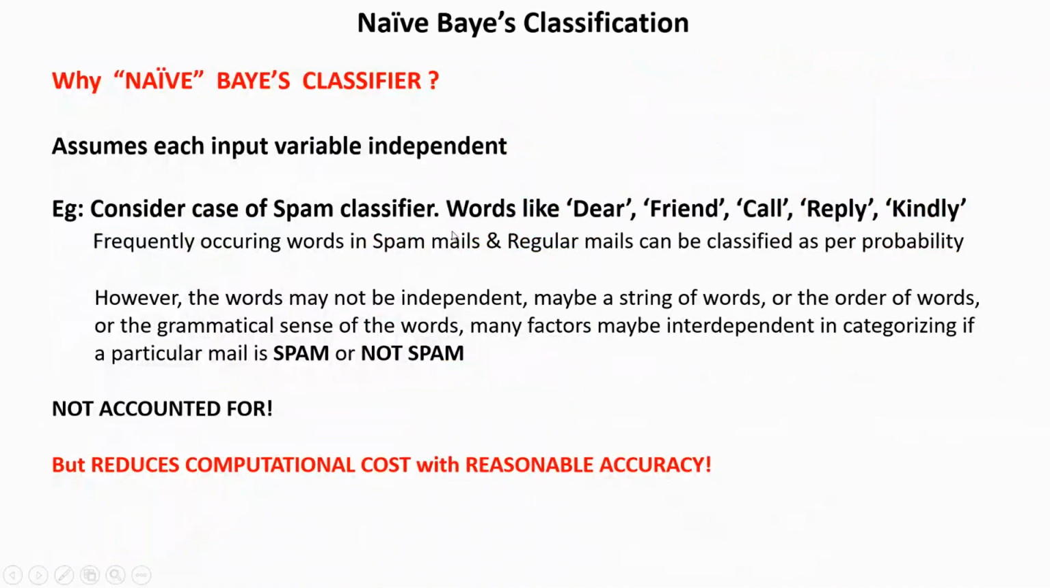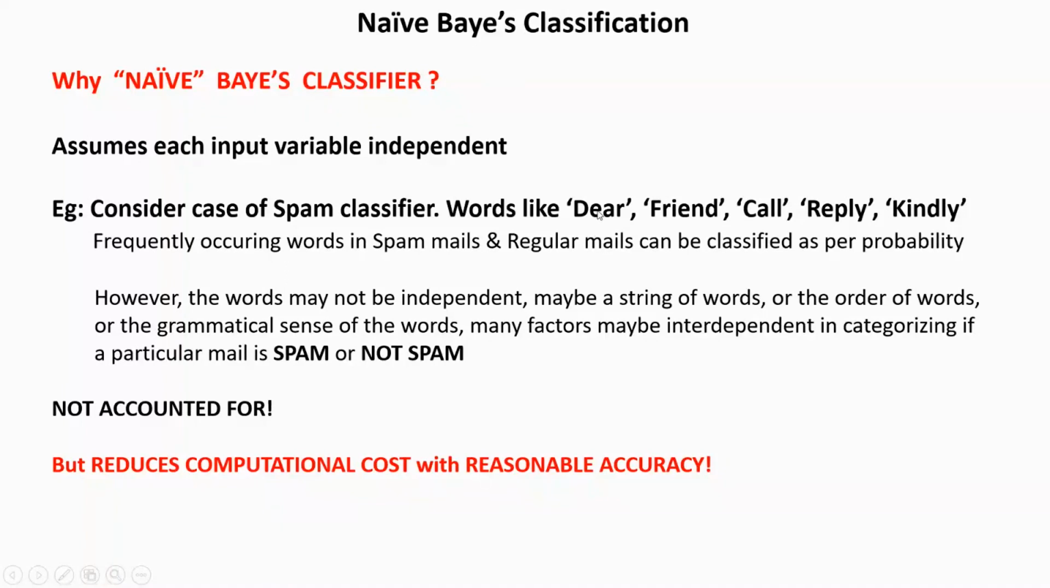In that case, you are using words independent of each other. For example, if there are multiple attributes, like the appearance of the word dear, or the word friend, or the word call, you're basically counting, on the basis of available data, how many times in a spam mail you're getting these words, and how many times in a non-spam mail you're getting these words. And on the basis of that data, you are trying to classify whether that new mail that has arrived is a spam mail or a regular mail.